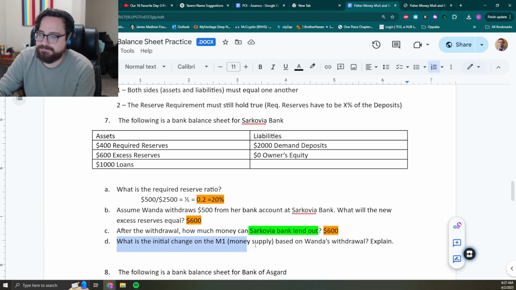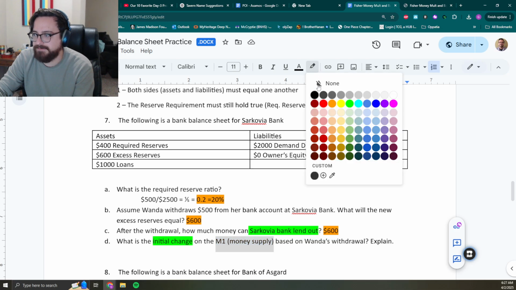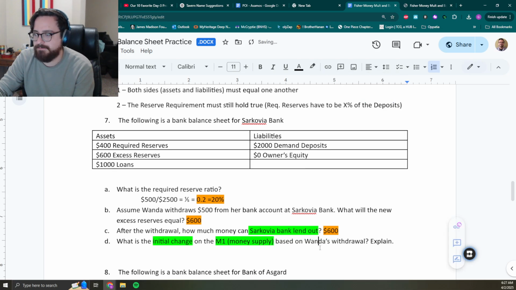Hello, here's our thing. Here is where the word problem can really trip people up. What is the initial change, keyword there, initial versus maximum over time, on the M1 version of the money supply based on her withdrawal, and explain it.